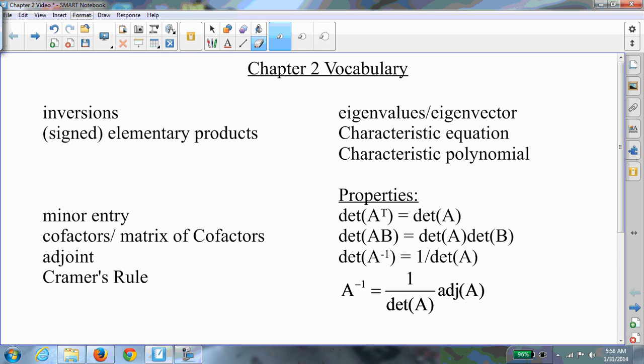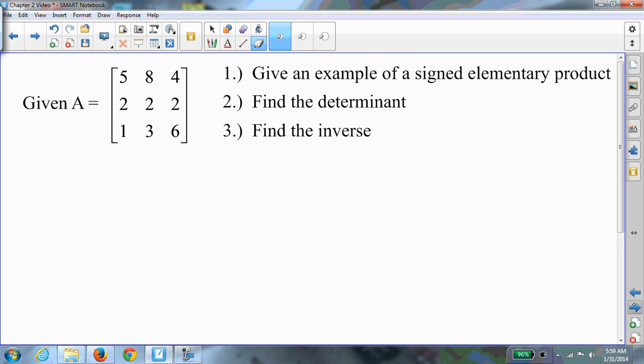Chapter 2 involved the concept of determinants, operations behind determinants, and how to use them in a few problems. So I'm going to start at the beginning. First, I have a 3 by 3 matrix that I'm going to find a signed elementary product for. And again, just to remind you, a determinant is defined as the sum of signed elementary products in a matrix. We're going to find the actual determinant in a couple of different ways, and then we're going to find the inverse. So I'm going to start with number 1.